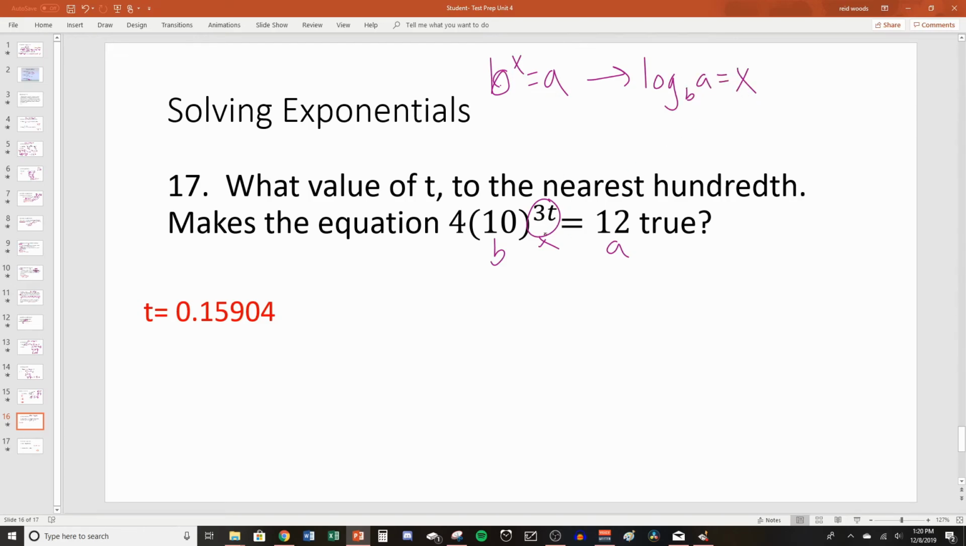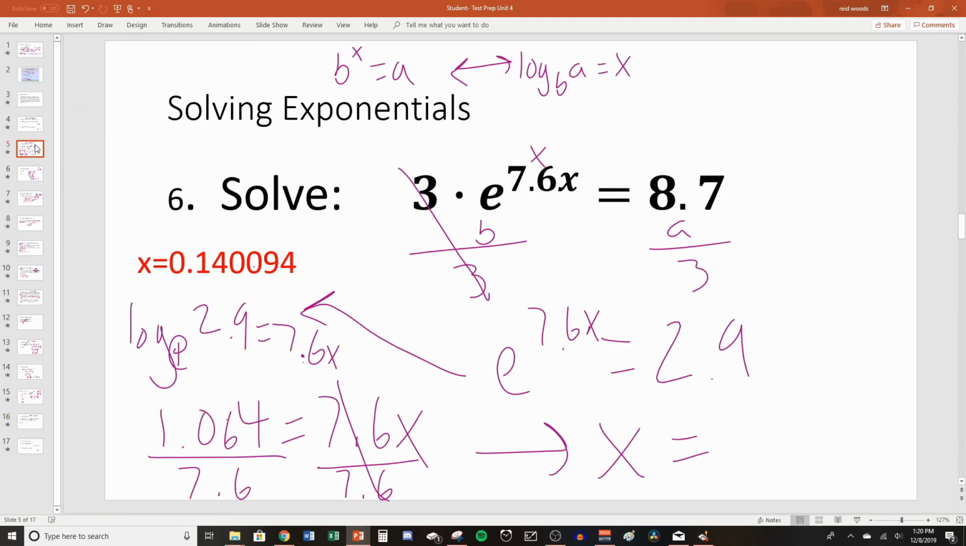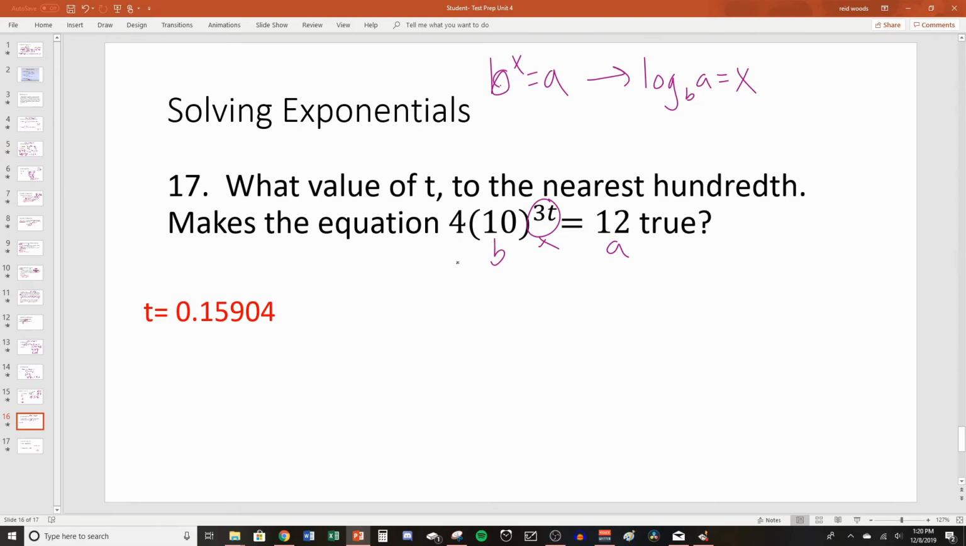Solve it for that 3t. Just like the question before, the 3 was an issue. We have this 4 as an issue here, so we're going to divide by 4 on both sides. This gets me 10 to the 3t equals whatever 12 divided by 4 is, which is 3. That is 3 right here. Now I'm ready to go. This is b again, this is x, and this is a.